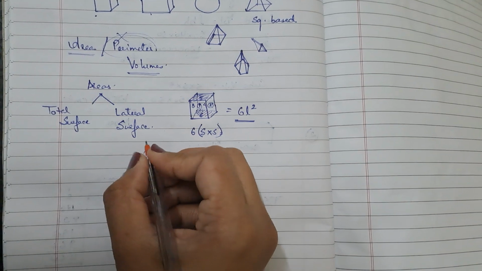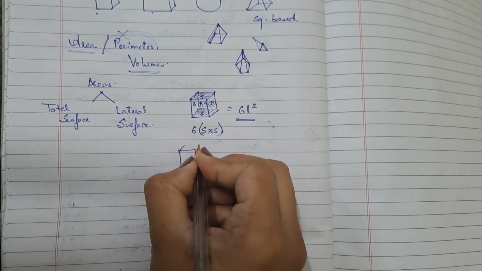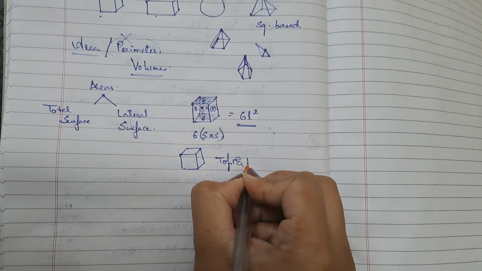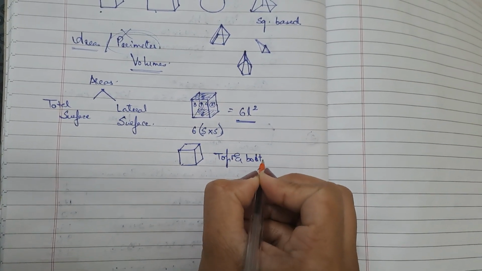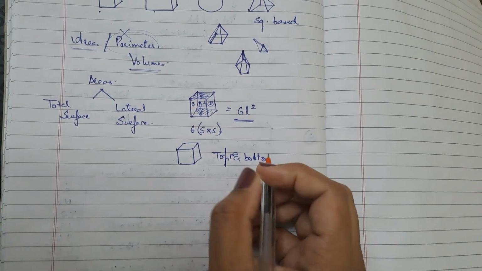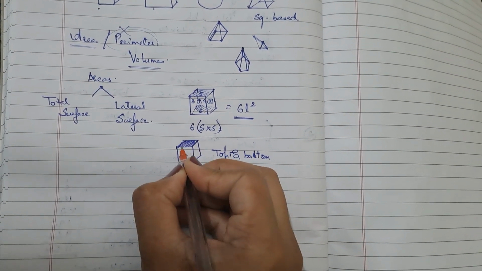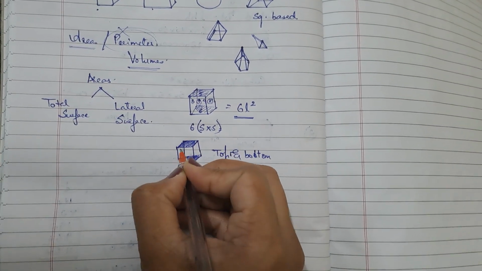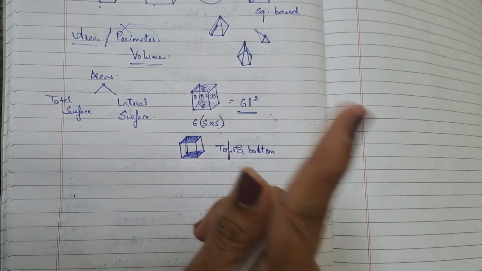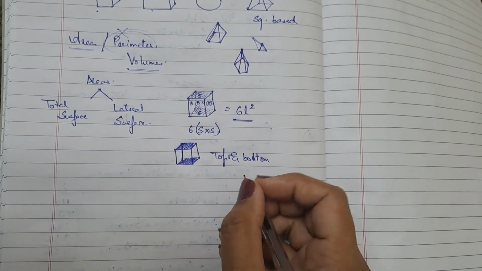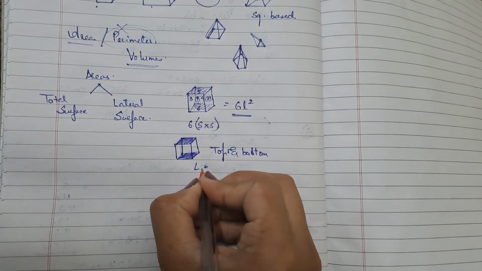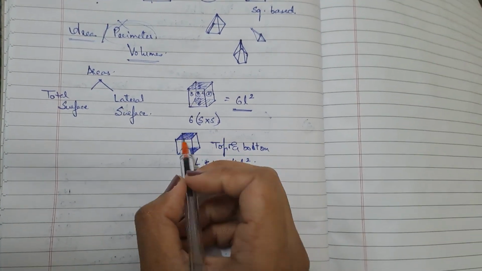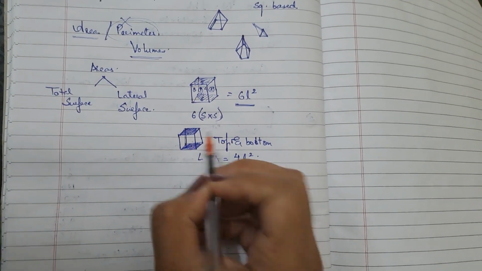But what about the lateral surface area? For the lateral surface area of a cube, it neglects the top and the bottom. Top and bottom will be subtracted. I'm not going to consider this part, and neither this part. The top and the bottom will be neglected, and only the 4 sides around will be considered. So the LSA of a cube is 4L square, because the top and bottom have been removed from it.